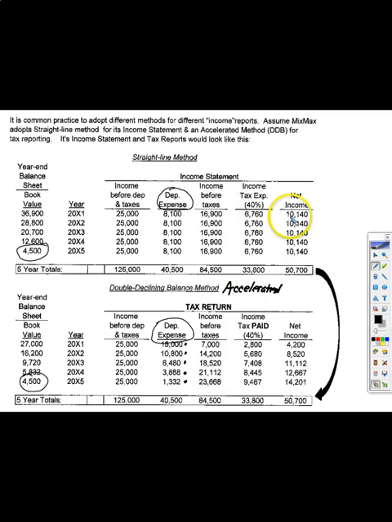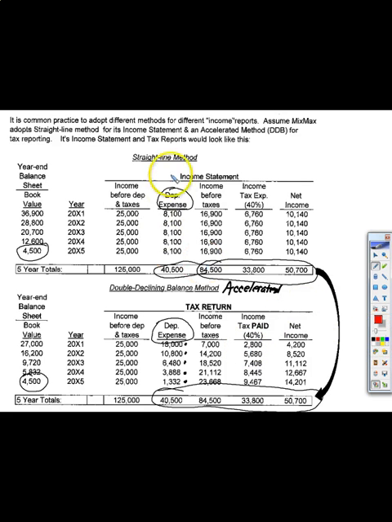So what we're going to see is that these numbers during the 5 years will be different, but in totals, they're all the same. In total, it's all going to be the same. So the bottom line is, in the long run, we're not going to see any difference, but during the asset's life, we're going to see some differences.